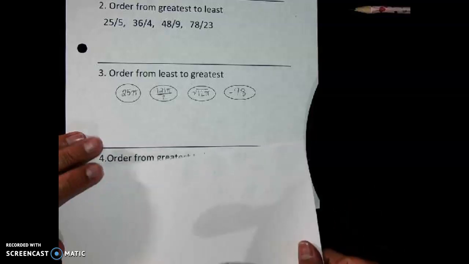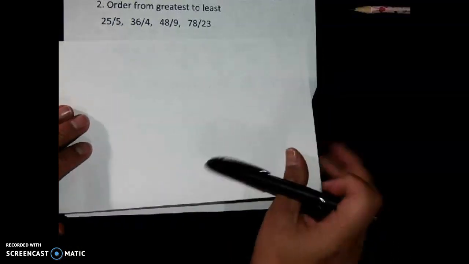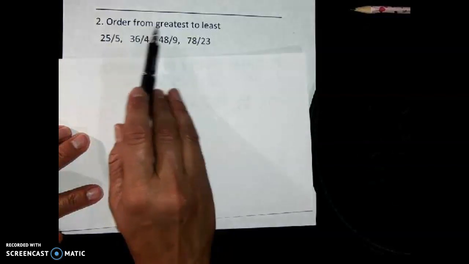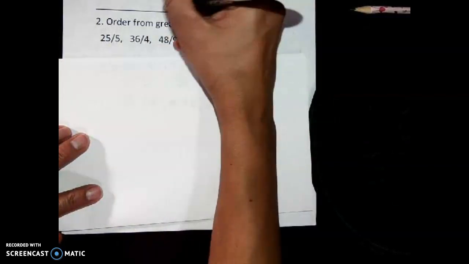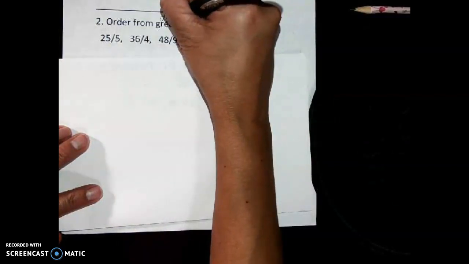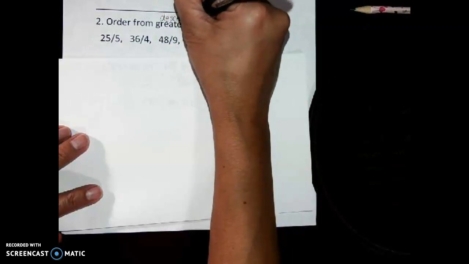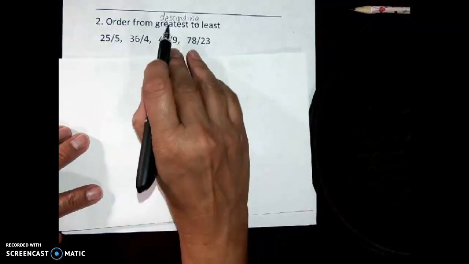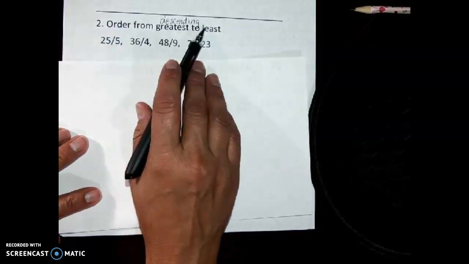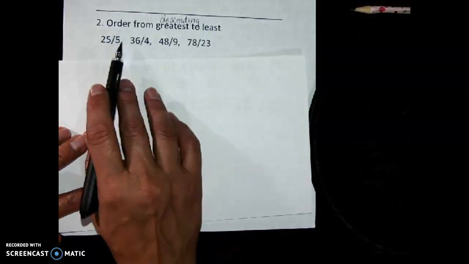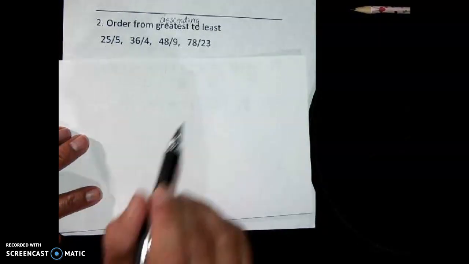All right, I want to show you one more video. If you look at this problem right here, it says order from greatest to least. Like I said, they might use the word descending. Descending means going down. Those are all fractions, and you would put those in your calculator and change them to decimals.